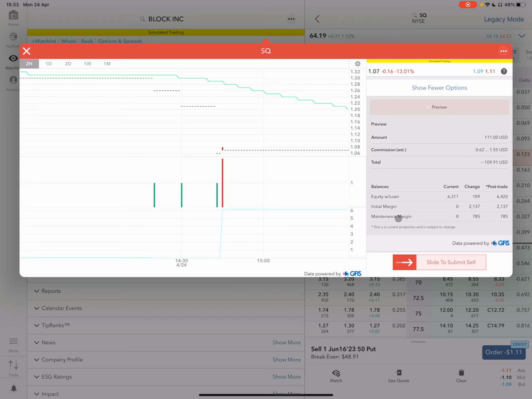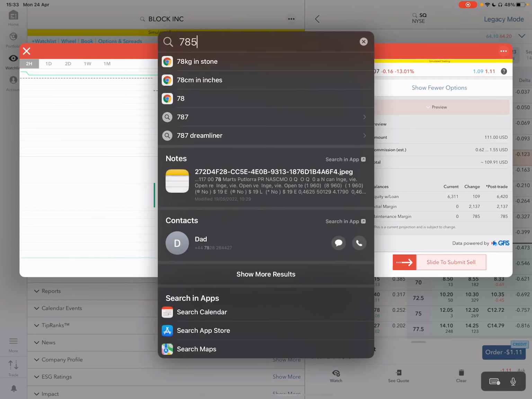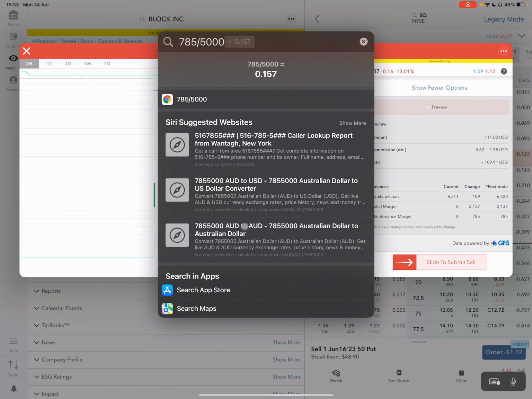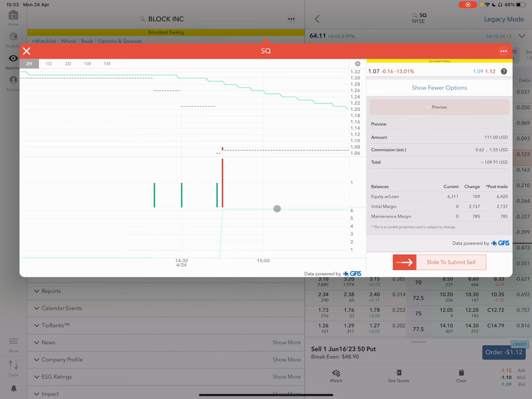And maintenance margin is the amount of margin you need to continue holding this trade. Now, as you'd imagine, on a cash account or cash secured put, this would be $5,000. But you can see here, again, we only need $785. So $785 divided by 5,000, we only need 15.7% to hold this position inside our portfolio, which is great.